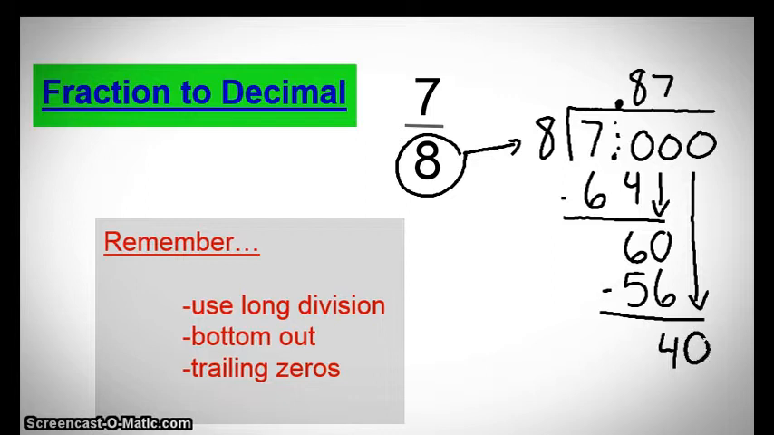8 goes into 40 5 times. 8 times 5 is 40, and you subtract and you get 0. So we can stop. Our answer is 875 thousandths.